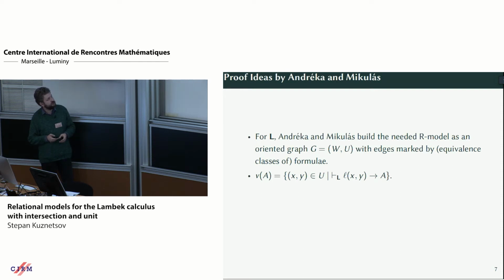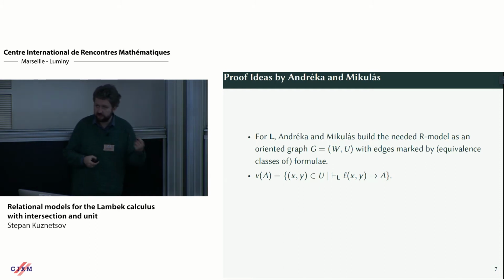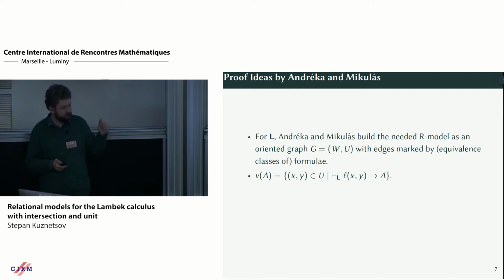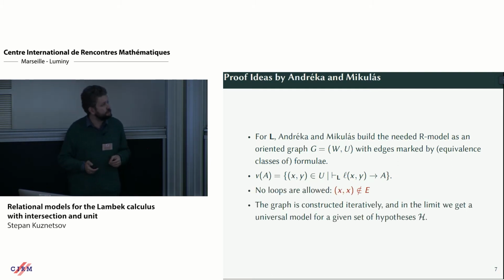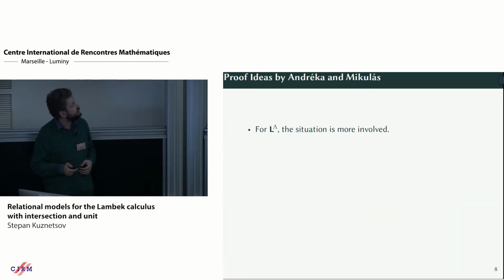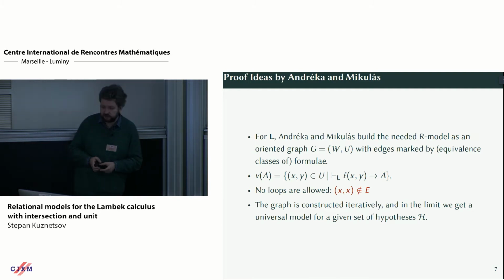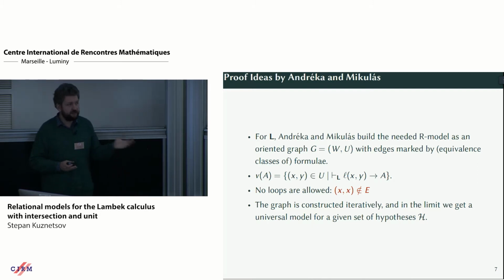And then they just interpret this as follows. So you say that the valuation of A is the set of edges such that the label of the edge implies A in our calculus. Or here, you could also add H. So I didn't put it here, but if you put H before this turnstile, you will get the relativized version for strong completeness. This is for weak completeness. Loops are not allowed. In the limit, you will get this universal model. So here we should add H, and then it says that a sequent is true there if and only if it is derivable from H. And this follows from the properties of this graph somehow.